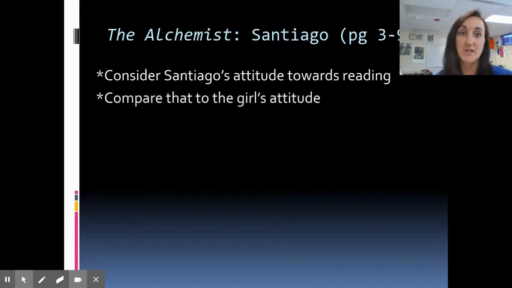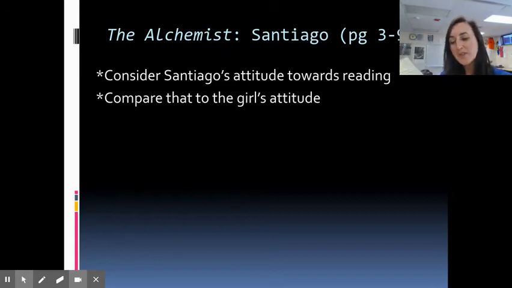Now compare that to the girl's attitude. She's at the bottom of 5 to 6. It'll be a little different in a few translations. He's talking with this girl. He's a young teenage boy, so he's interested in this girl. He's trying to talk to her.